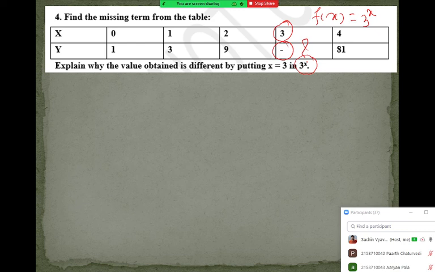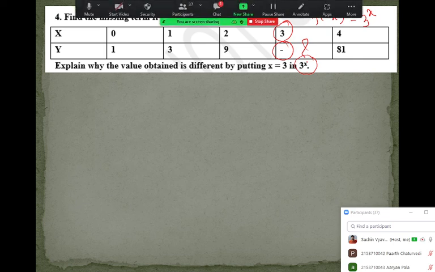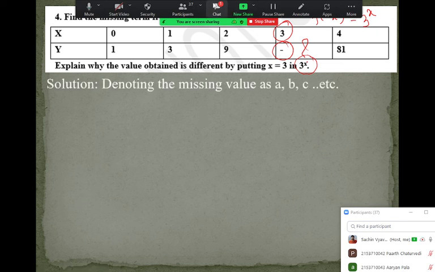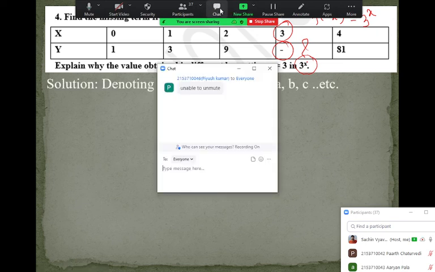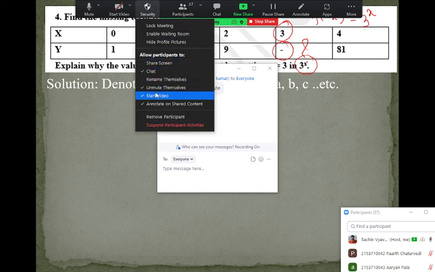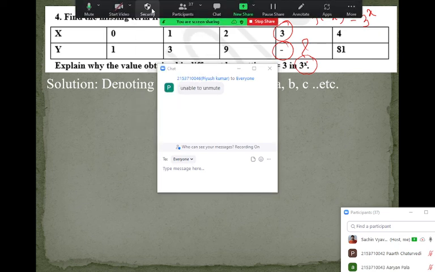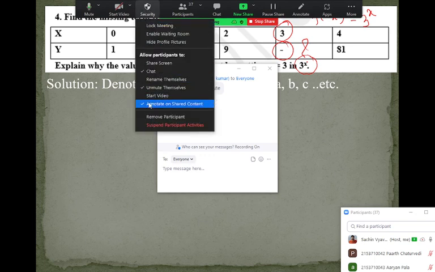We discussed that actually in the last session. Someone is on the chat, just check it. Unable to unmute. Others are able to unmute. I don't know, check. Yes, you can unmute yourself, I can see. Yes, anyone else?